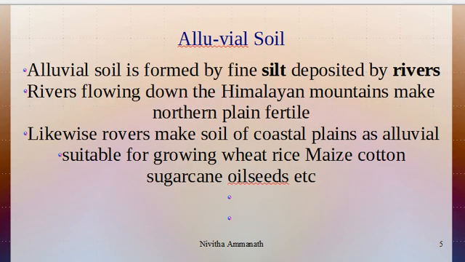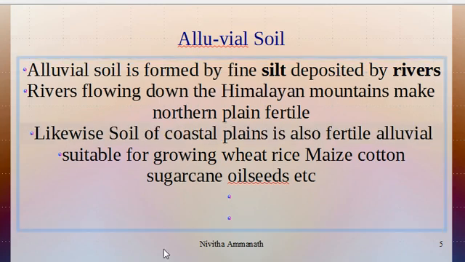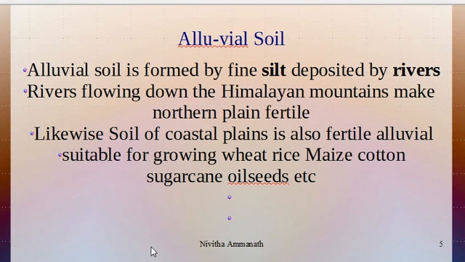Now let us look at alluvial soil. Alluvial soil is formed by the fine silt deposited by rivers. Rivers flowing down the Himalayan mountains make the northern plain fertile. Likewise, rivers make the soil of the coastal plains fertile, suitable for growing wheat, maize, cotton, sugarcane and oil seeds. So the alluvial soil is made fertile mostly because it is river fed, mostly in the plains. The silt deposited by the rivers is what makes it fertile, and the rivers bring the silt from the mountains, and it is suitable for growing wheat, maize, cotton, sugarcane, etc.